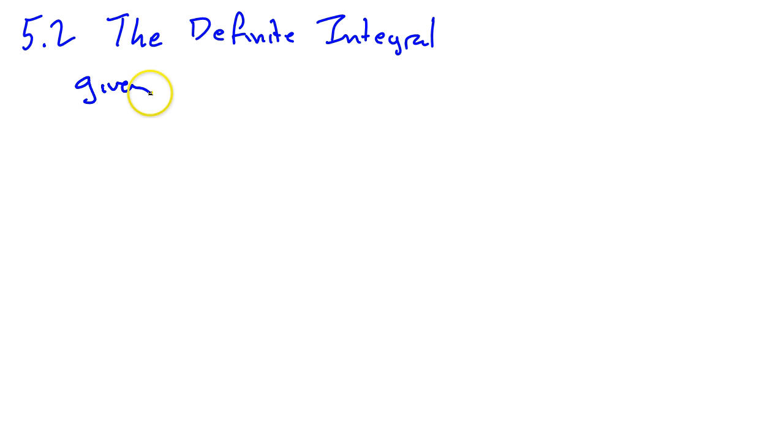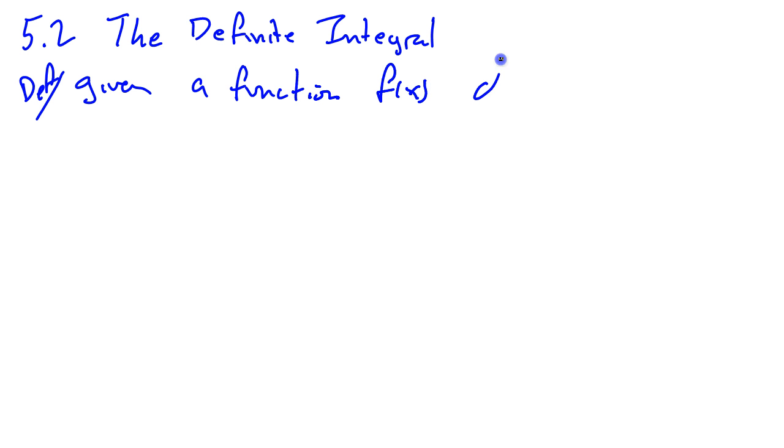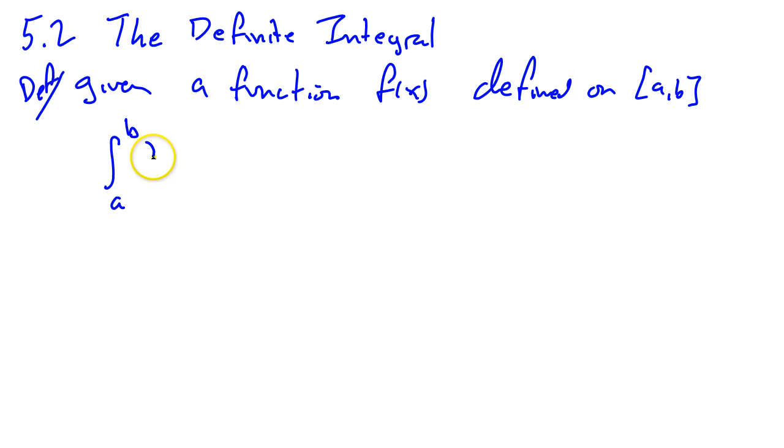Definition. Given a function f of x defined on the interval a, b, we define the definite integral as follows. The integral from a to b of f of x dx. The way I read that is the integral from a to b of f of x dx.